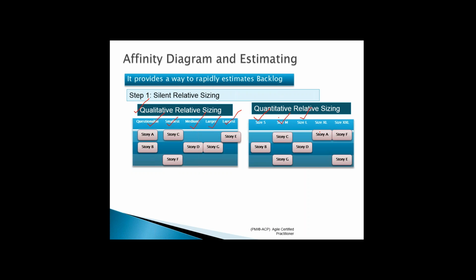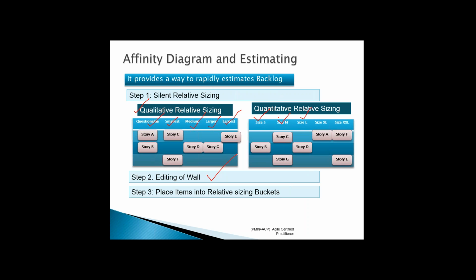This is called silent relative sizing. Silently everyone does that. And the next thing is editing the wall. You go place everything on the wall, you change. Right? Everyone does that independently. Then everyone comes to the wall and you ask them to, hey, stick your user stories against the corresponding values there. So people will come up and say, okay, let me paste story F and story E on double XL. Story A, let me put it on the XL column, things like that.